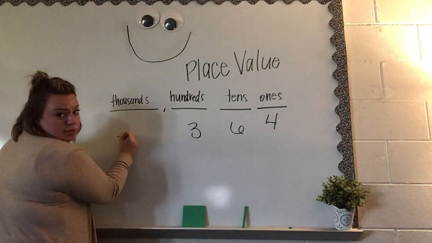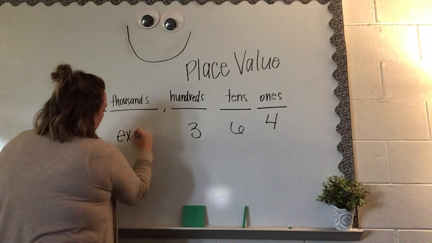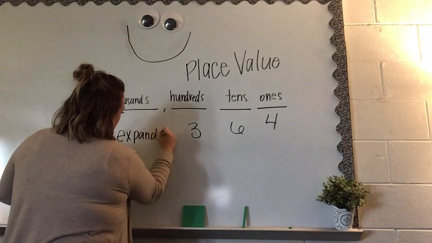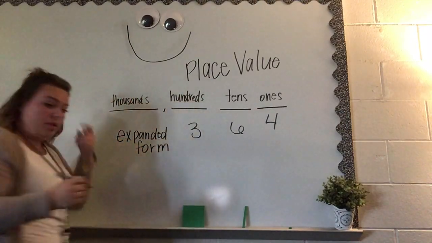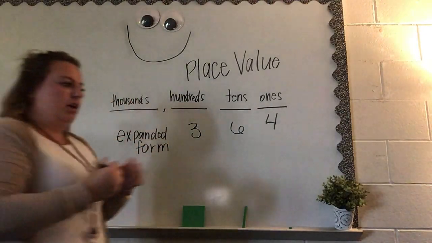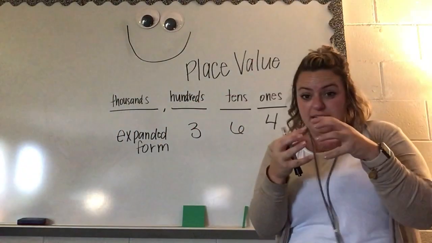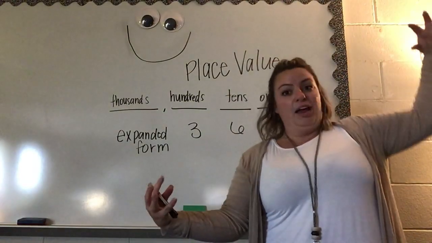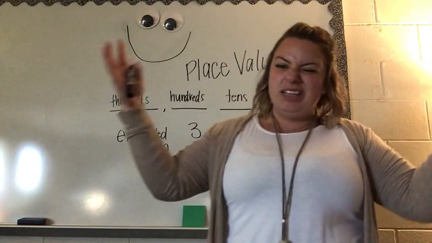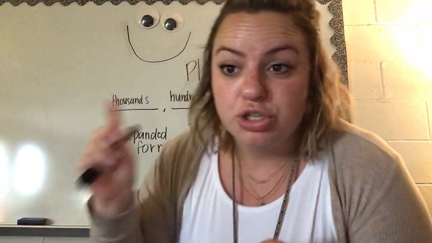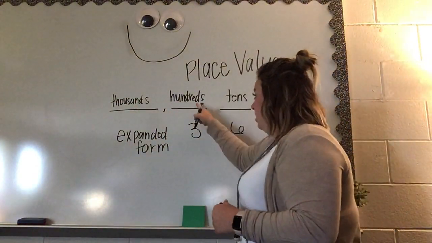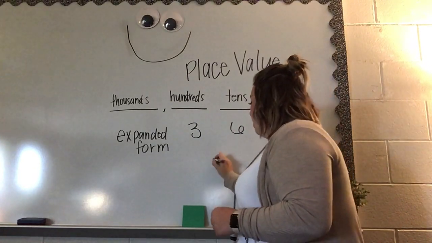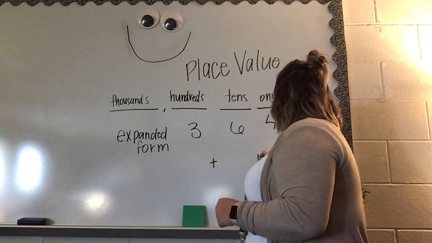You are going to do expanded form. Expanded form is just like when you take a Slinky and you stretch it out and you make it nice and big. Expanded form shows you the value of each digit. So between each place value, I'm going to put a plus sign.